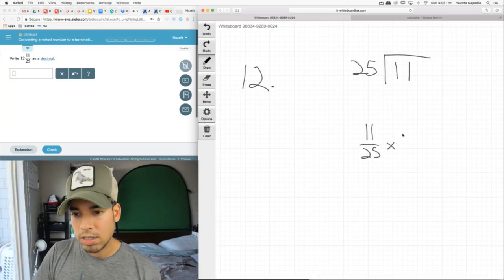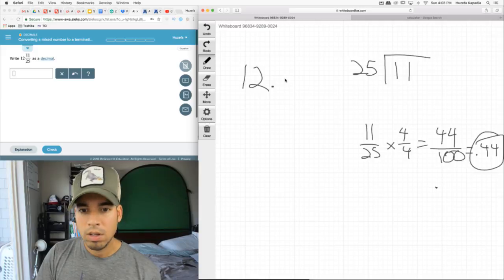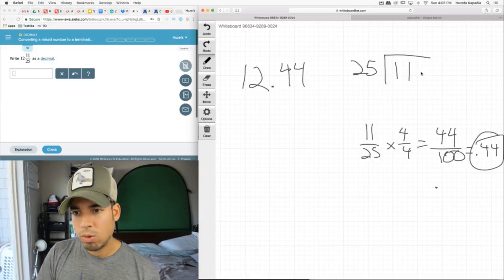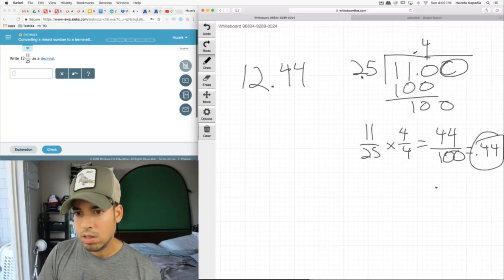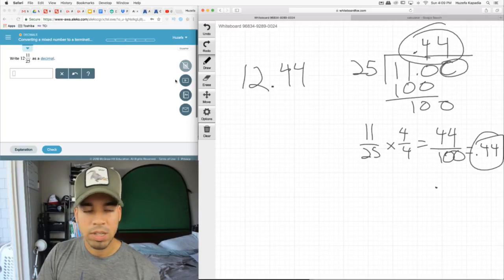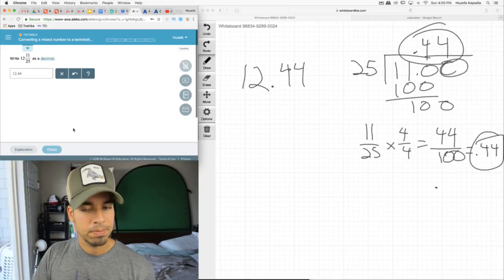I can just multiply the top and bottom by 4. And I get 44 over 100. And since it's 44 over 100, it's really the same as 0.44. So this becomes 12.44. If I did the division, you would see the same thing happens. 25 goes into 110 4 times. 25 goes into 100 4 times, and it's 0.44. So it's 12.44.